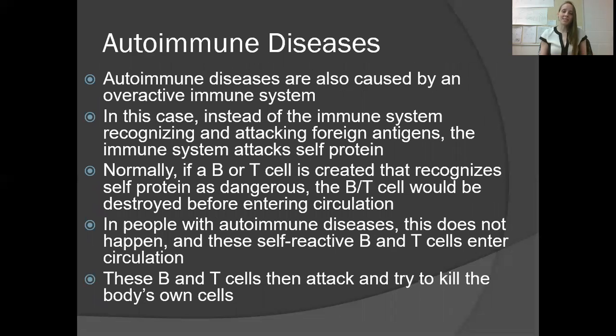And then autoimmune diseases are also caused by an overactive immune system. In this case, the immune system is recognizing and attacking self-protein. So it's attacking parts of your own body, thinking that it's some sort of foreign antigen. So normally, in a healthy person, if a B cell or a T cell recognizes self-protein as dangerous, that B or T cell should be destroyed before it actually enters circulation. However, in people with autoimmune diseases, that doesn't happen, and you end up with all of these B and T cells that are actively trying to kill you, thinking that your own body is a pathogen.